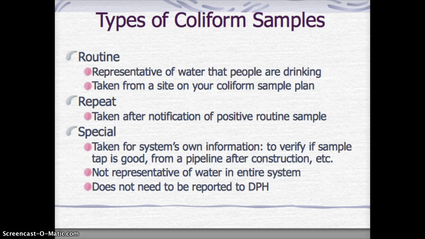The other type is a repeat sample, taken after notification of a positive routine sample, and then a special sample. They're taken for the system's own information, such as verifying if a sample tap is good or from a pipeline after construction, etc. They are not representative of water in the entire system, and they do not need to be reported to the Department of Public Health.